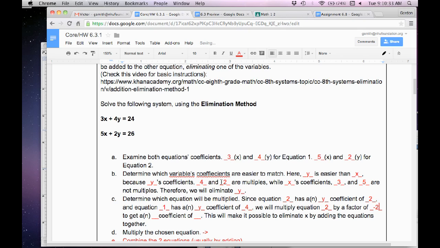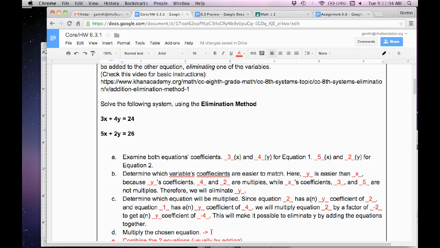Now let me be very clear about this. When I multiply all of this stuff here in equation 2 by a factor of -2, that's going to give me -4y. And what that means is that when I add it to this one, the y's will cancel out. That's the strength of it. So we will get a y coefficient of -4. This will make it possible to eliminate y by adding the equations together.